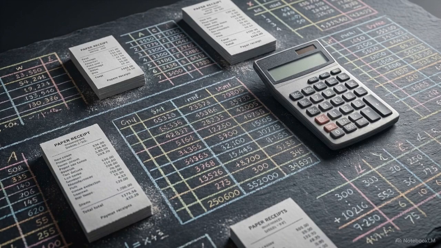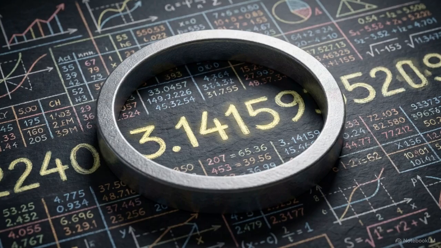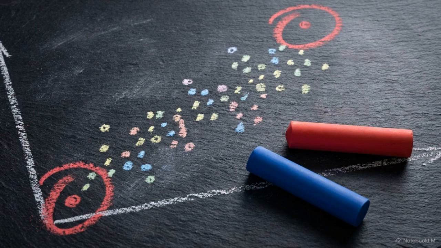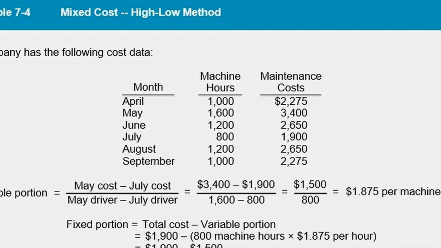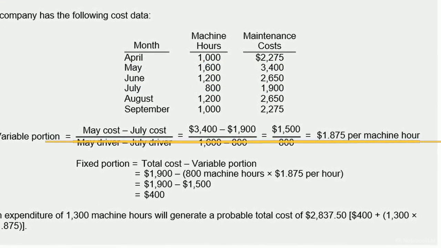Analysts are rarely given a pre-sorted table. Instead, they usually start with a ledger of historical total costs and activity levels. To budget for future periods, we must mathematically extract the underlying fixed and variable behaviors from this historical data. The high-low method is a standard tool used for this type of quick estimation. Using this dataset, we isolate the variable portion by identifying the highest and lowest activity periods, May and July. Dividing the cost difference by the activity difference reveals a $1.875 variable rate. Subtracting that isolates the $400 fixed baseline.